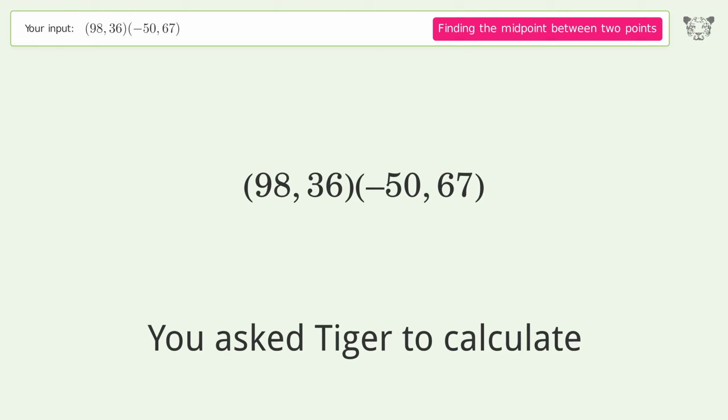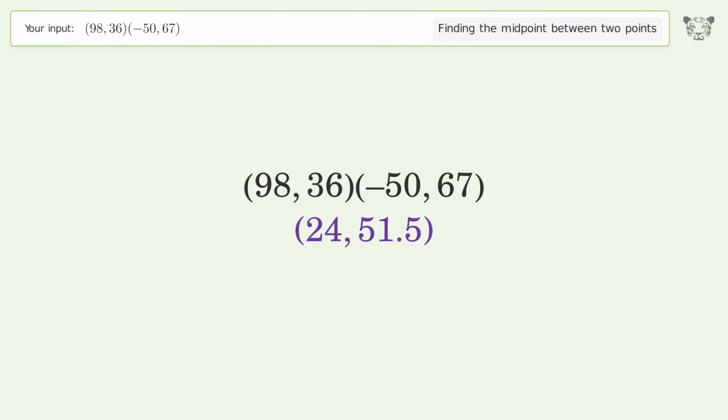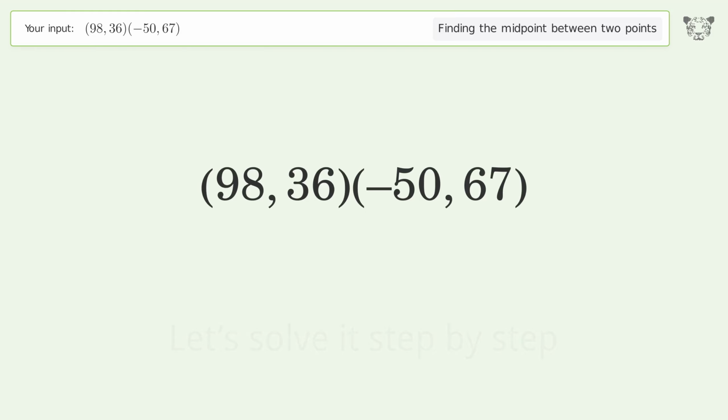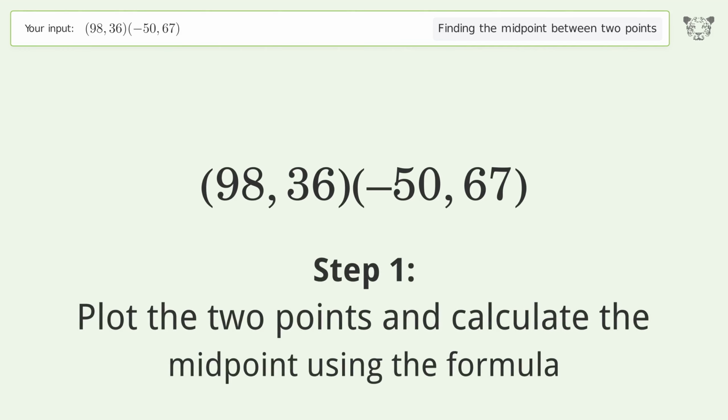You ask Tiger to calculate. This deals with finding the midpoint between 2 points. The midpoint between the 2 points is 24, 51.5. Let's solve it step by step. Plot the 2 points and calculate the midpoint using the formula.